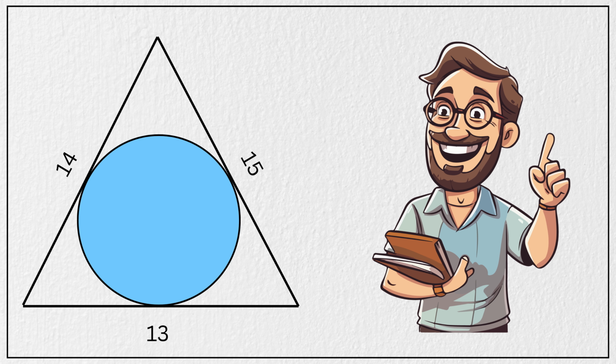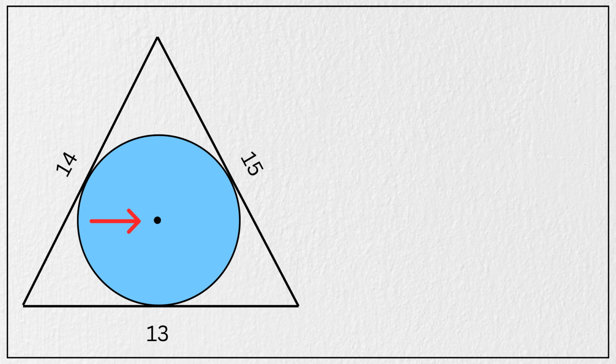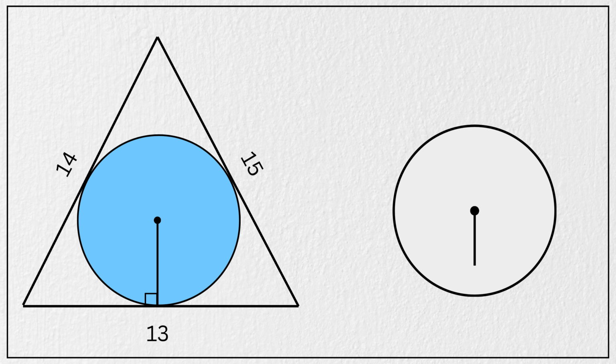But before we begin, first let's mark the center of this circle, and draw the radius from the center to a point of tangency like this. Now can you tell me, what is the angle between this radius and this tangent line? Yes, you are right. It will be a right angle. Why? Because we know that whenever the radius is drawn from the center of circle to a tangent, it is always perpendicular to the tangent.